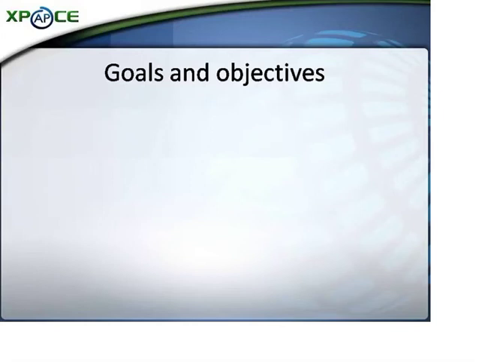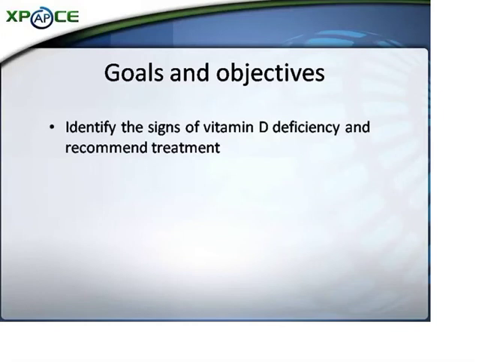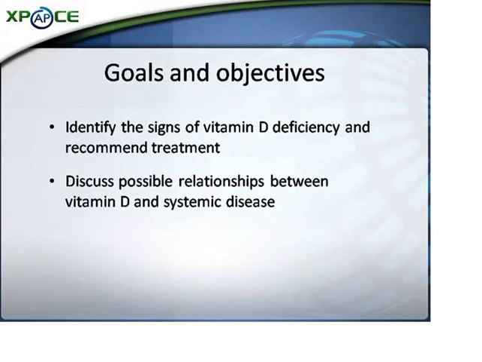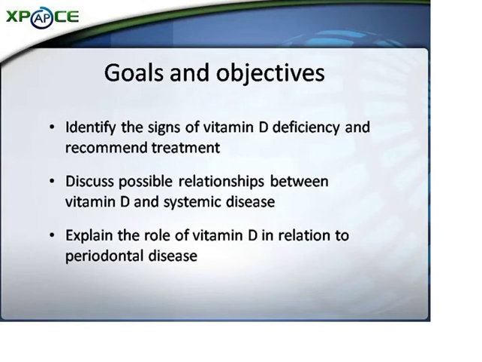Our goals and objectives for this particular course are to help you identify the signs of vitamin D deficiency and recommended treatments in your patient. Also, to be able to discuss the possible relationships between vitamin D and systemic disease. And this is playing a larger role, as we all know, as periodontal diseases in our patients also have a relationship with systemic diseases. Also to explain the role of vitamin D in relationship to periodontal disease.